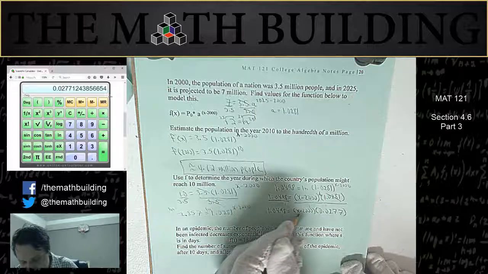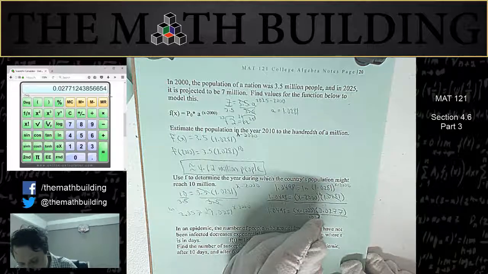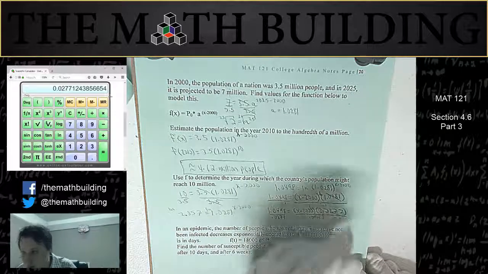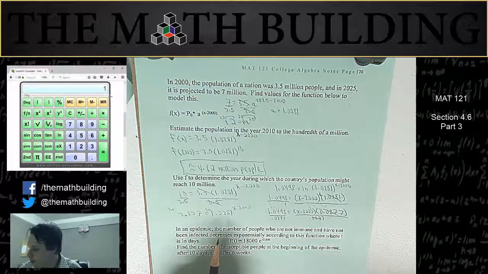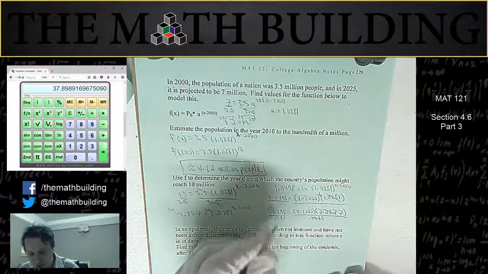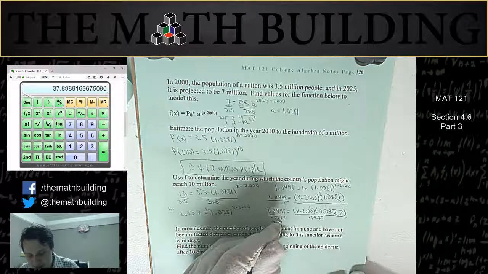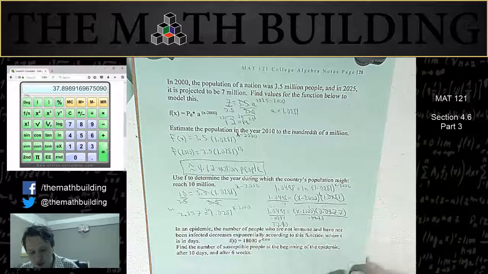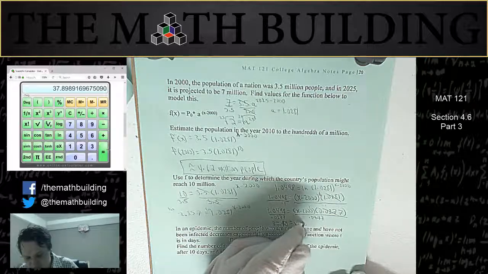So now we can divide by 0.0277. So 1.0498 divided by 0.0277 is equal to, there we go, 37.89, I'll just round it to 38. So that is equal to x minus 2,000.